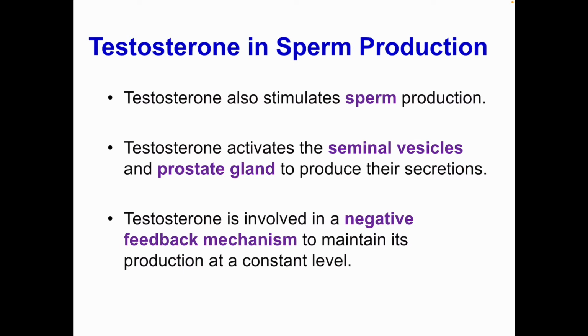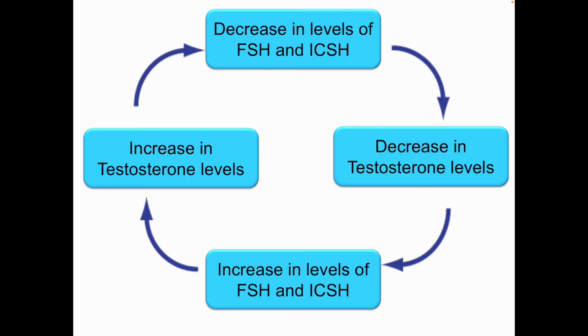Testosterone is involved in a negative feedback mechanism to maintain its production at a constant level. Any increase in testosterone levels above a set point will result in a decrease in the levels of FSH and ICSH. This in turn will decrease the testosterone levels. Once the testosterone levels fall below a set point, this will have the effect of increasing the levels of FSH and ICSH. And in this manner, the levels of testosterone are kept within certain set limits and are not allowed to get too high or too low.